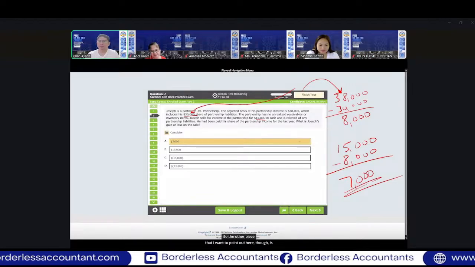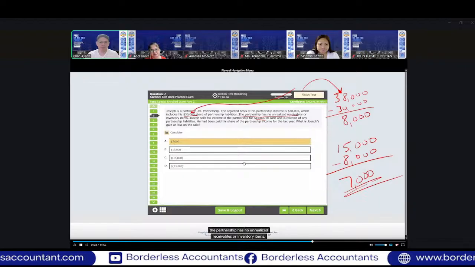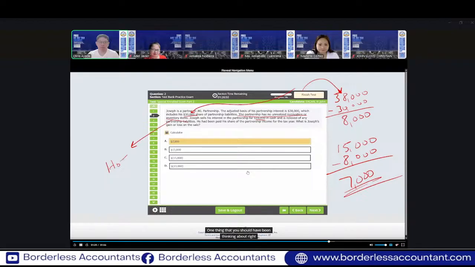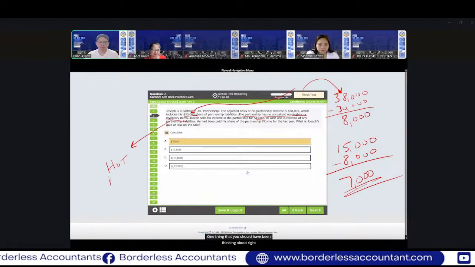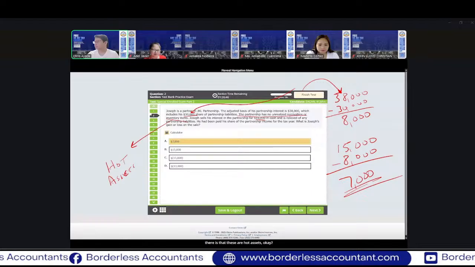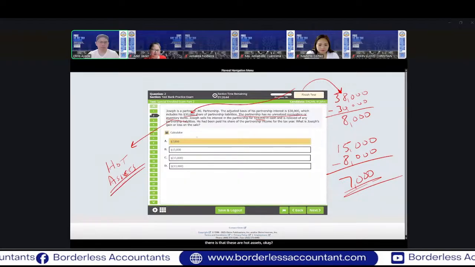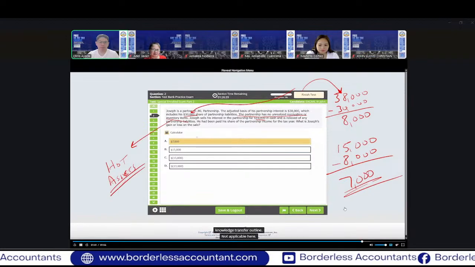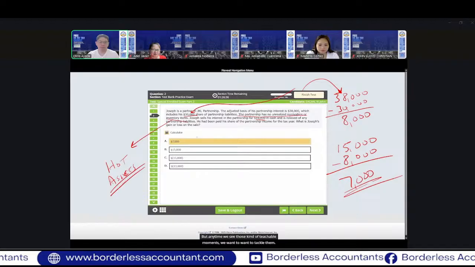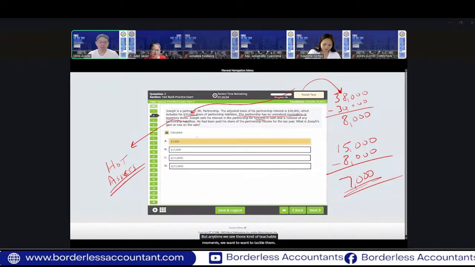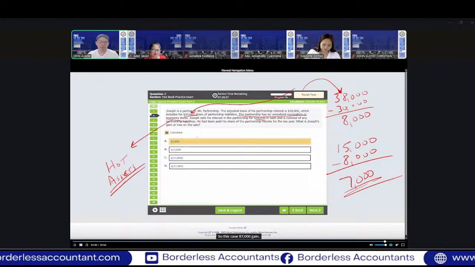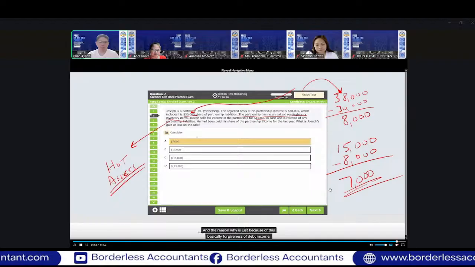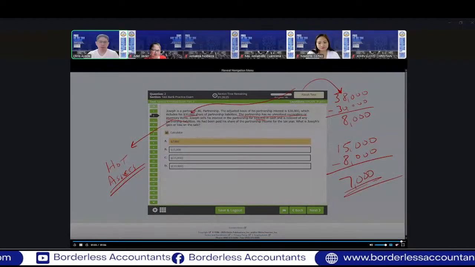The other piece that I want to point out here is the partnership has no unrealized receivables or inventory items. While not applicable to this problem, one thing that you should have been thinking about right there is that these are hot assets, okay? And that should have been a key term that you picked up on from our Gleim knowledge transfer outline. Not applicable here, but anytime we see those kind of teachable moments, we want to tackle them. So in this case, $7,000 gain, and the reason why is just because of this basically forgiveness of debt income. So our answer is A. All right, would you have guessed the same?